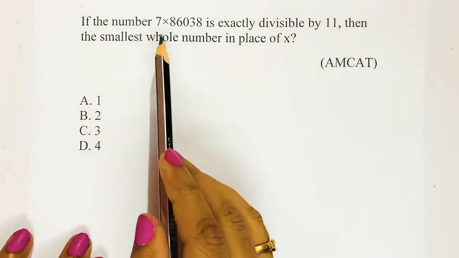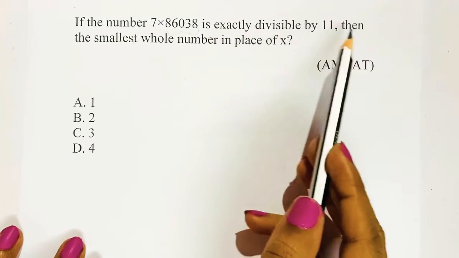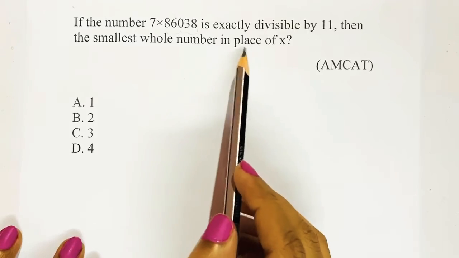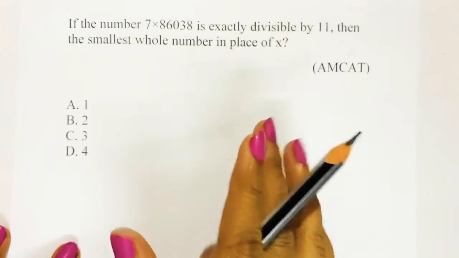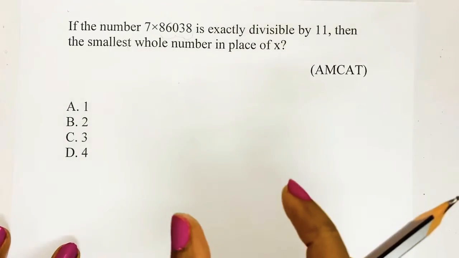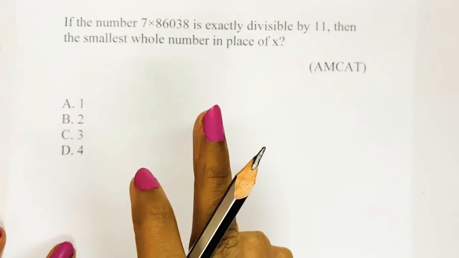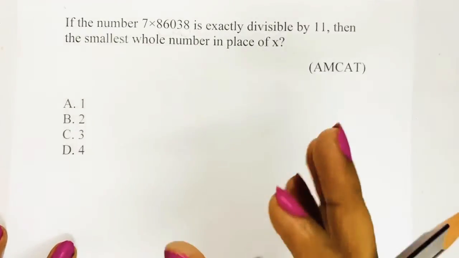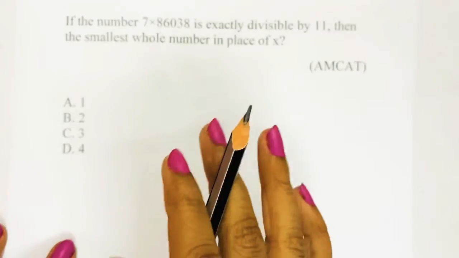If the number 7x86038 is exactly divisible by 11, then the smallest whole number in place of x is... Okay, we know that to find whether a number is divisible by 11, we will find the difference between the sum of the digits at odd places and the sum of the digits in even places. If the answer is 0 or any multiple of 11, then the number is said to be divisible by 11.